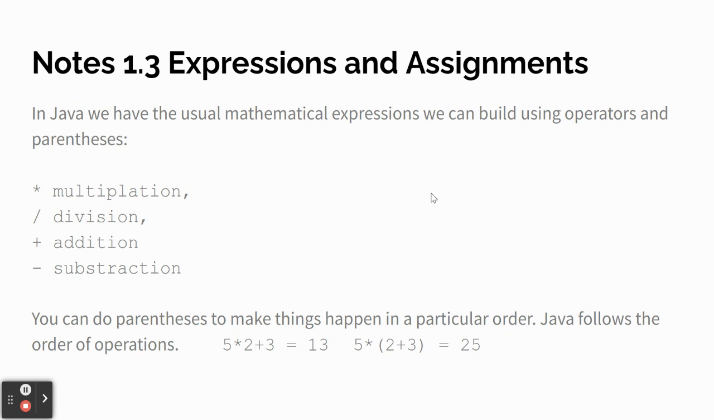So in Java, we have the usual mathematical expressions, and they're right here. The little star, shift 8, is multiplication. The slash that's by the question mark is division. And plus and minus are up by 0. You can use parentheses to make things happen. Java follows the order of operations. So like 5 times 2 plus 3, it's going to do the 5 times 2 first. And over here, it's going to do the 2 plus 3 first because it's in parentheses.